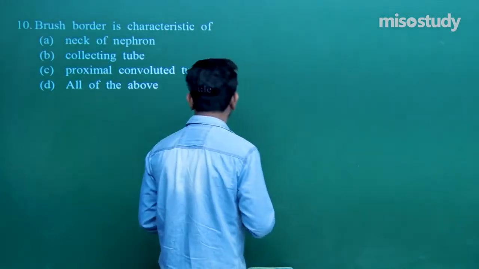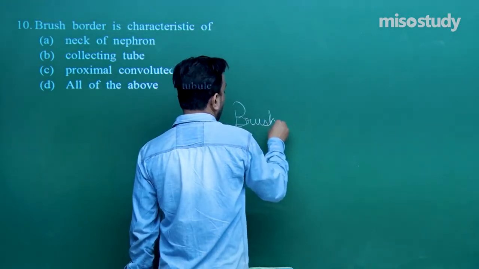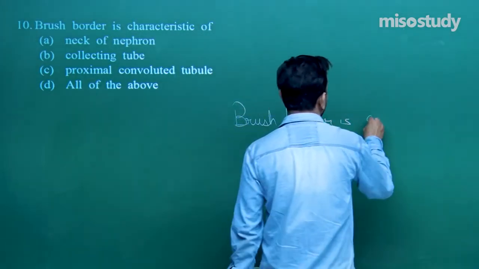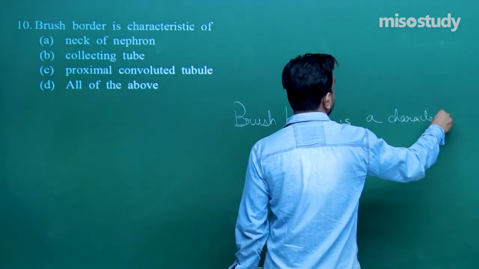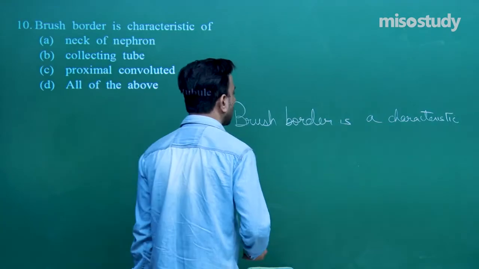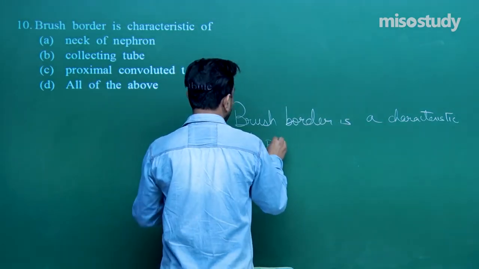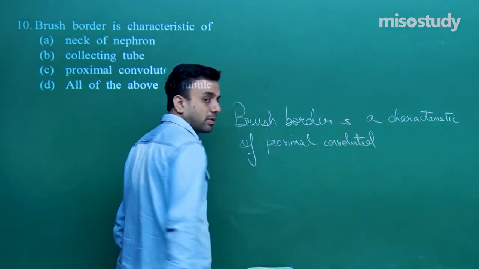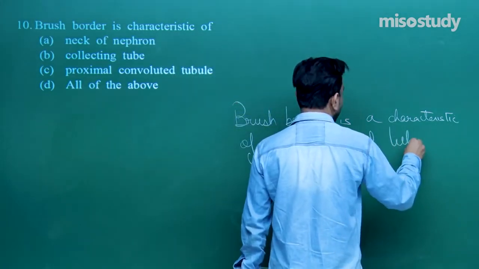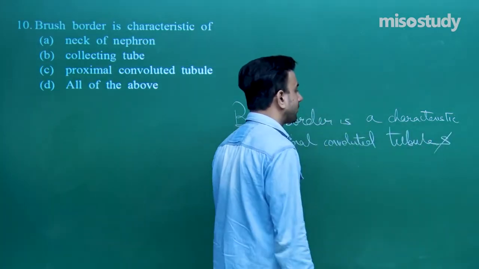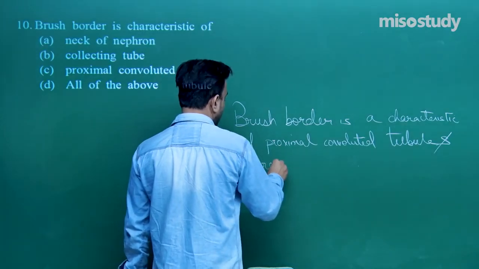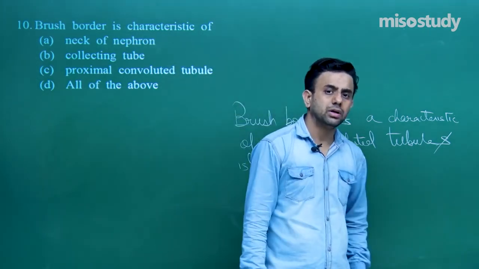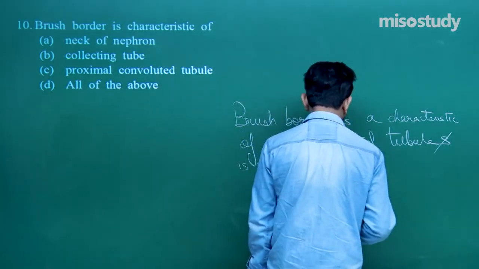So brush border is a characteristic of the proximal convoluted tubule and is present in the columnar cells.